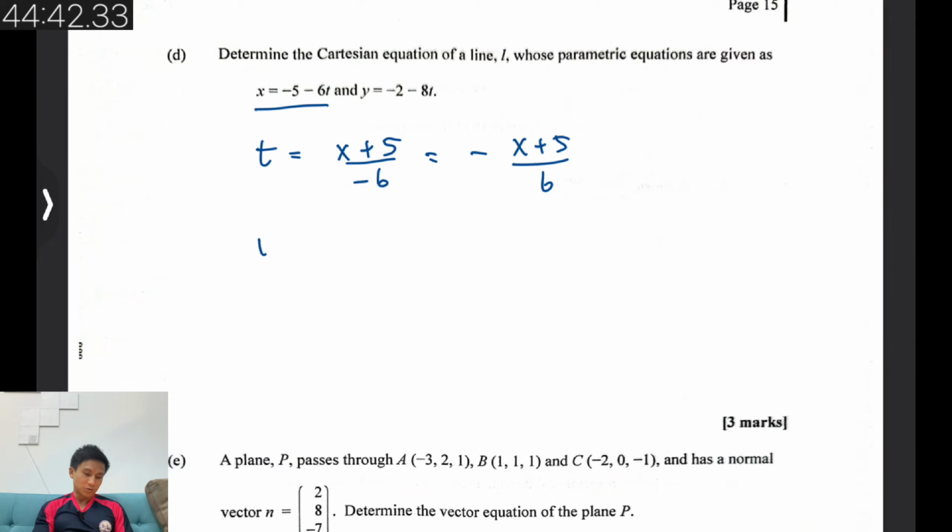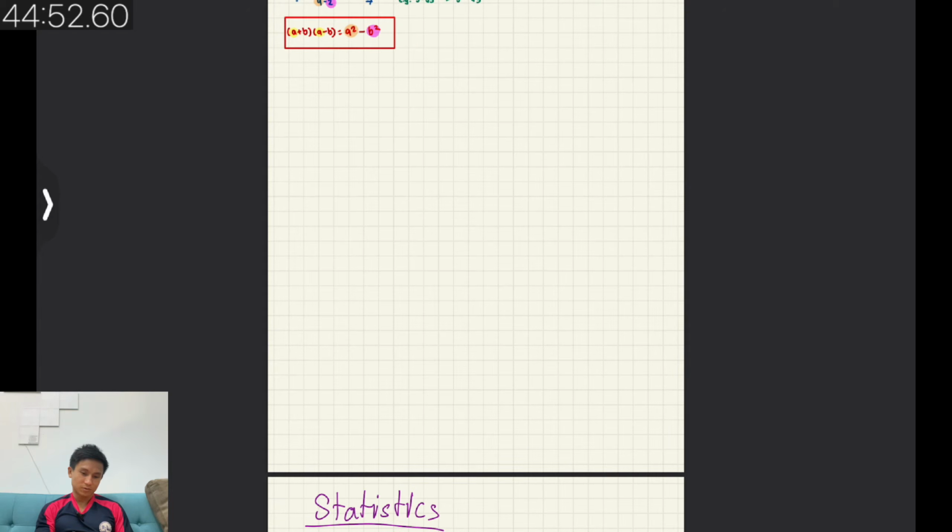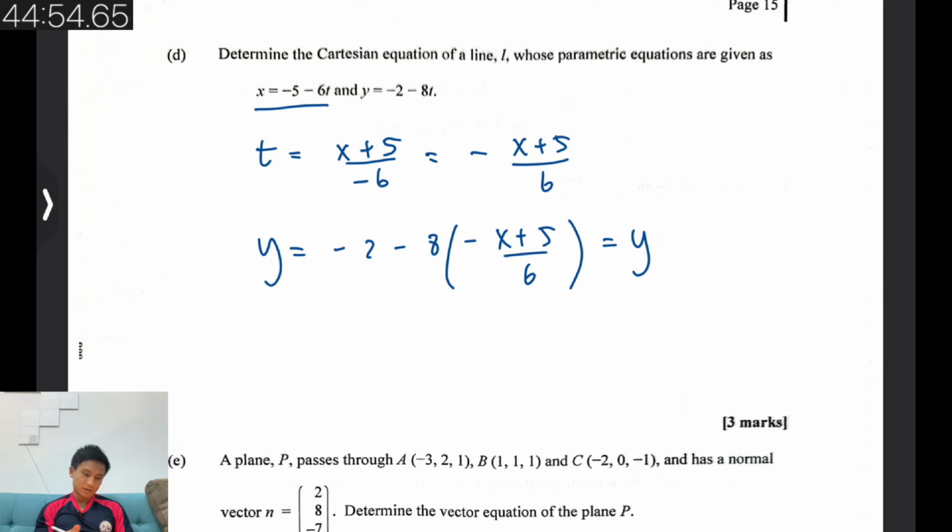We're going to put that into y equals minus 2 minus 8 times minus x plus 5 divided by 6, like that. Yeah? So this is going to be, hang on, sorry. This is going to be minus 2 plus, yeah? So the minus and minus here will cancel. We can ignore that. So it's just 8x plus 40 divided by 6.